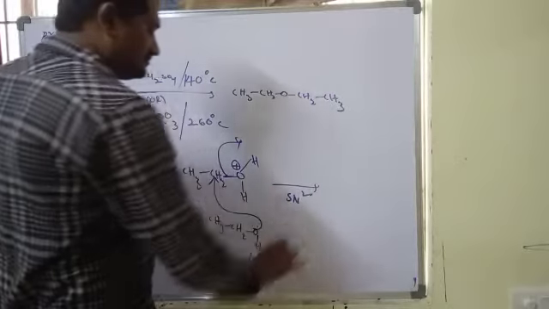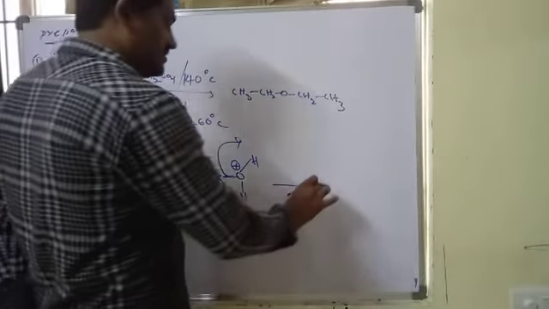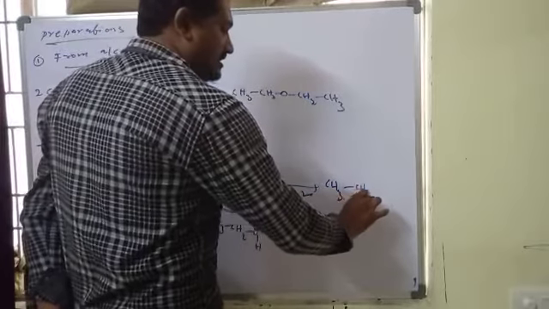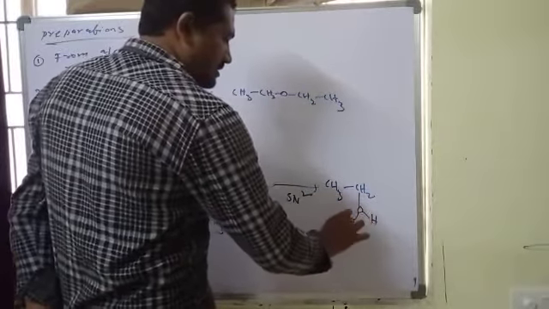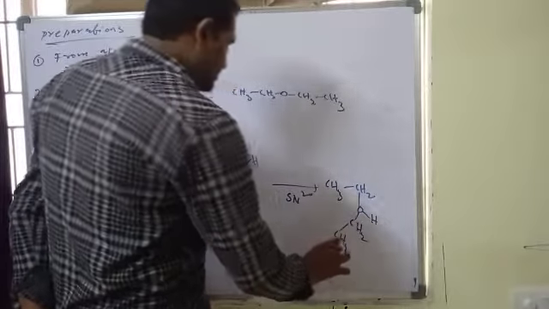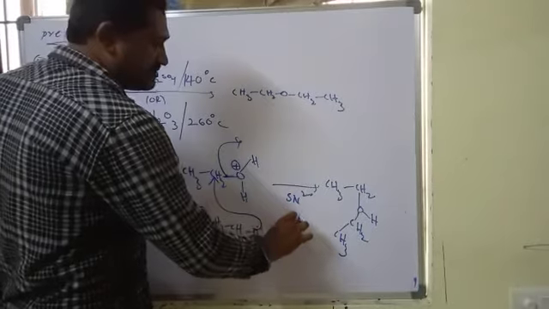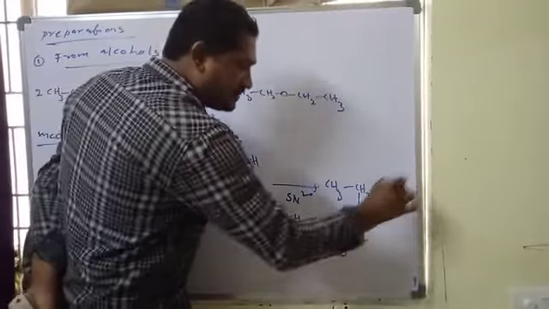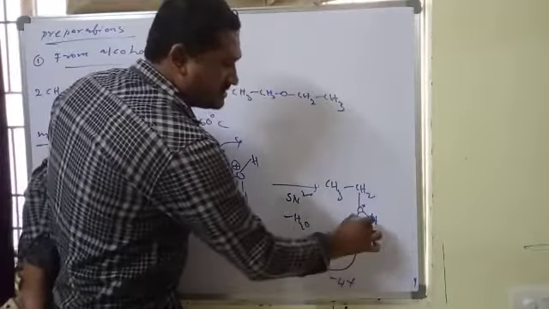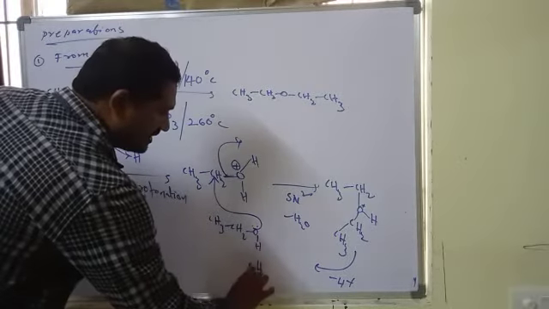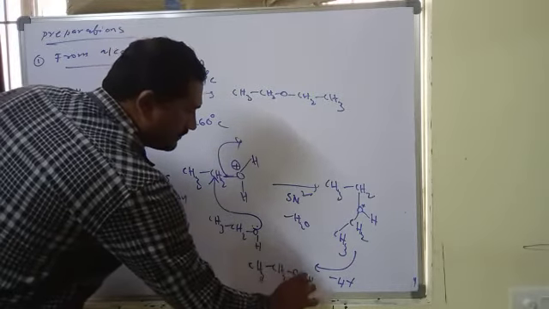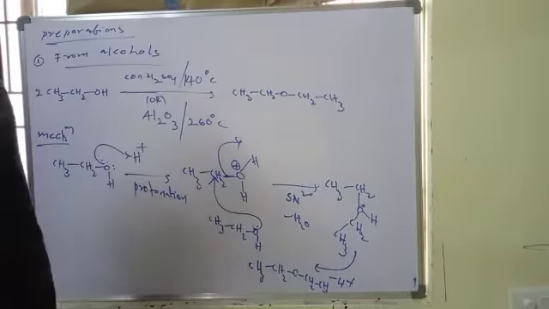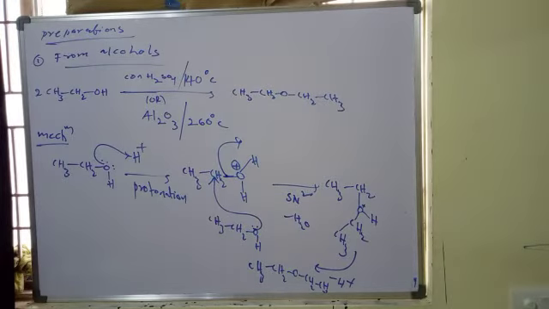SN2. Right. The next step: CH3CH2OHCH2CH3. Thus water is eliminated, minus H2O. Now this oxygen gets a positive charge. Now this H plus is eliminated, minus H plus. Now we will get diethyl ether. Diethyl ether is the product. So this is the mechanism: in the first step protonation, in the last step deprotonation, removal of a proton.